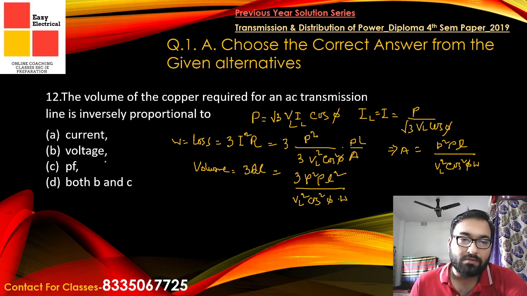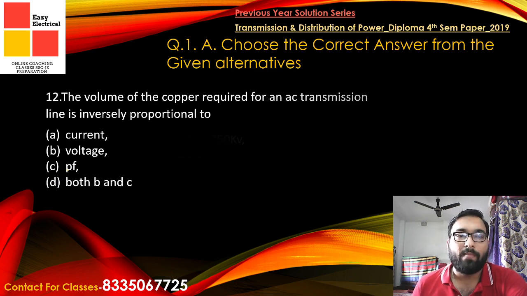So the actual option will be like this: VL voltage square and power factor square, and that is inversely proportional. That is true, but in the square terms. So this option has to be true in this manner only. You have to remember this question in this manner only. The question was given in a wrong fashion.